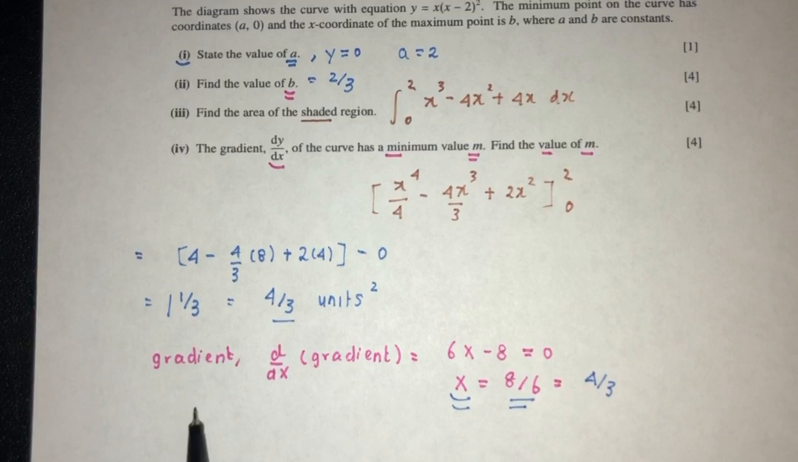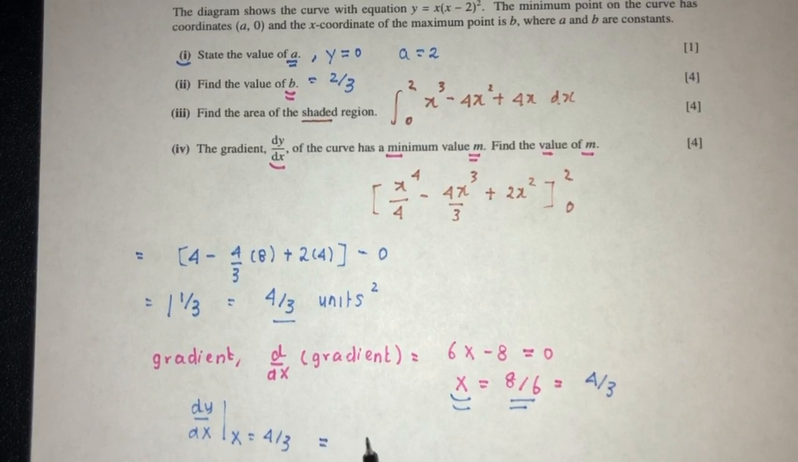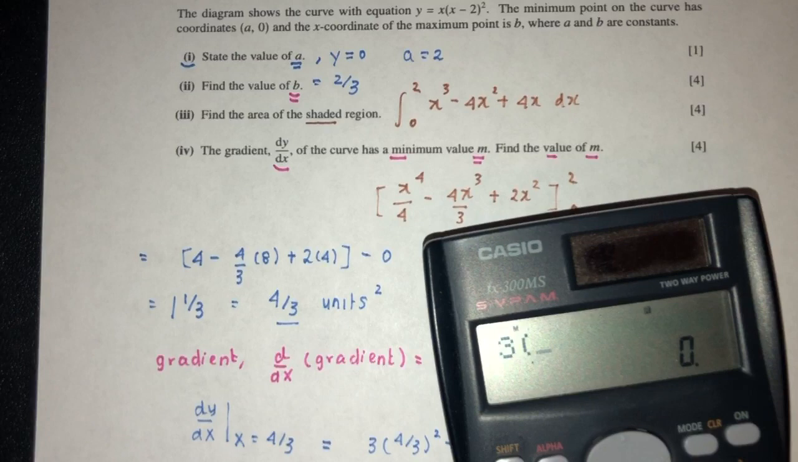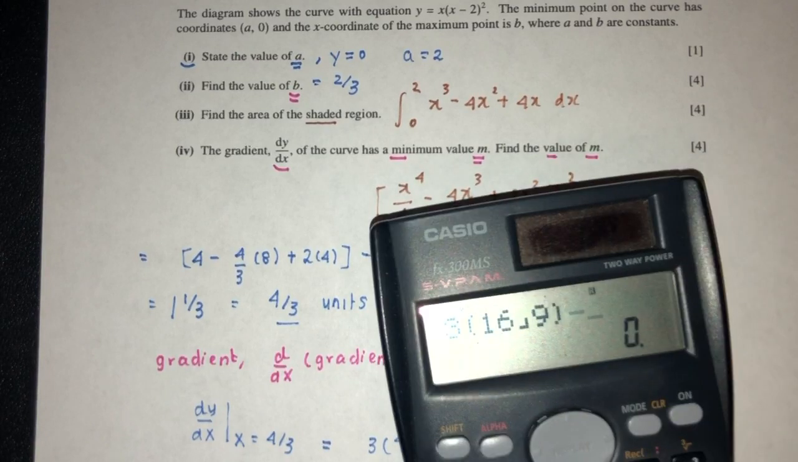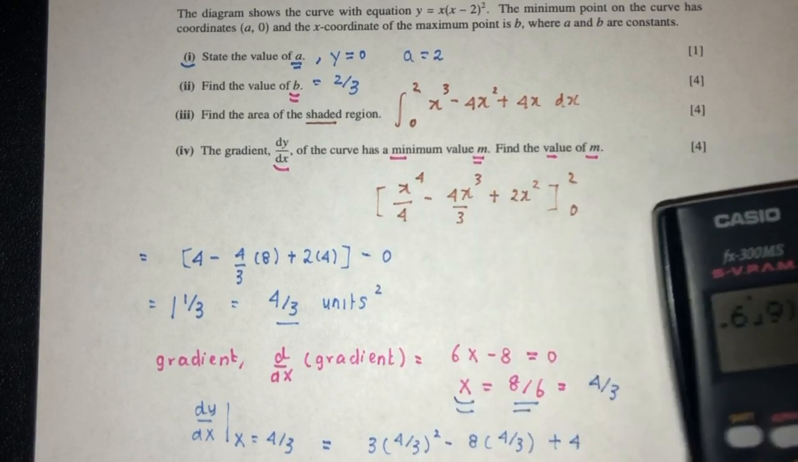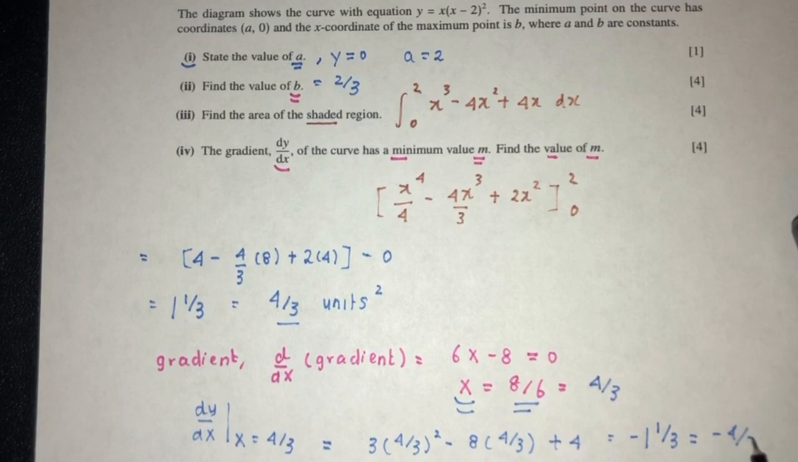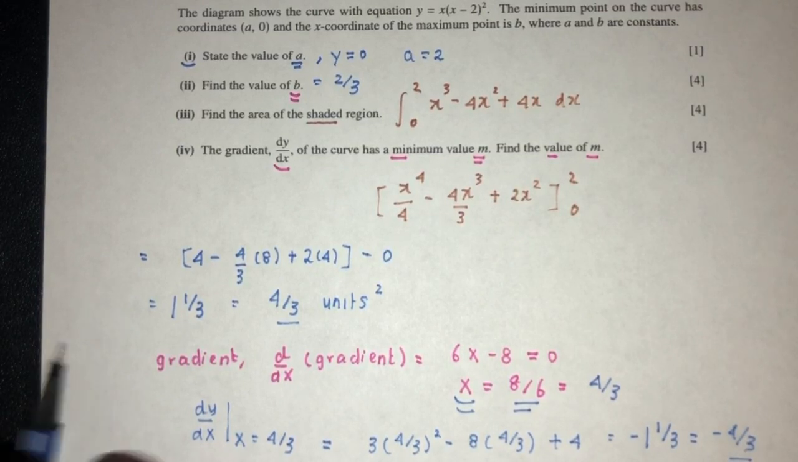So what is the minimum value? So we have to find dy by dx at the value of 4 over 3. Replace back in your equation. That will be 3 times 4 over 3 squared minus 8 times 4 over 3 plus 4. That will be 3 times 16 over 9 minus 8 times 4 over 3 plus 4. That should be minus 1 over 3, which is minus 4 over 3, which is the minimum value of the gradient. Okay, and that will be part 4 of your question.